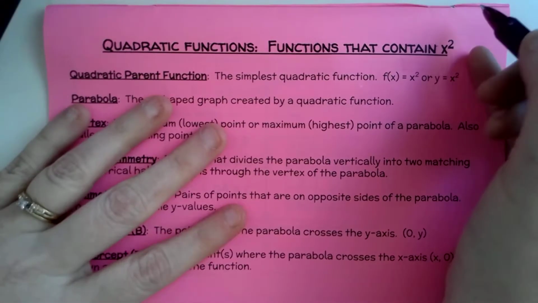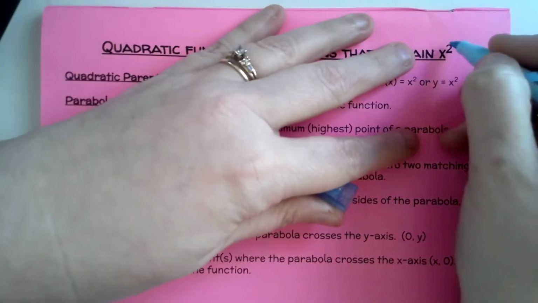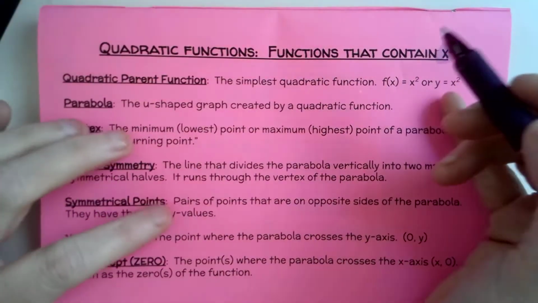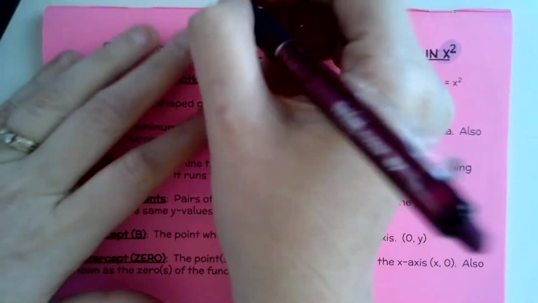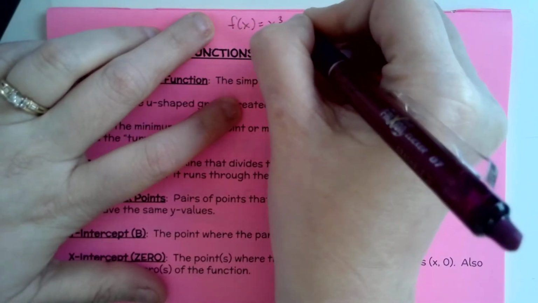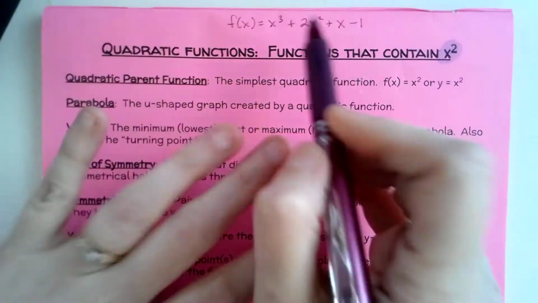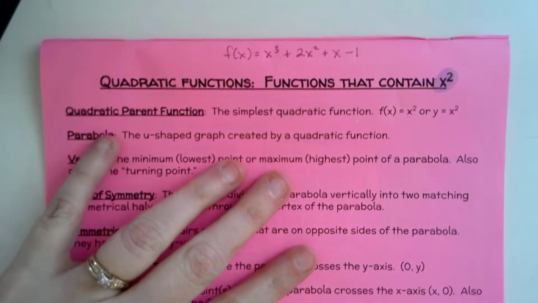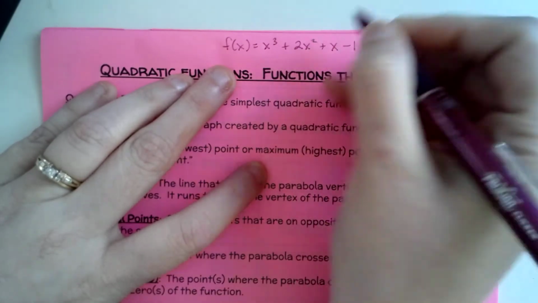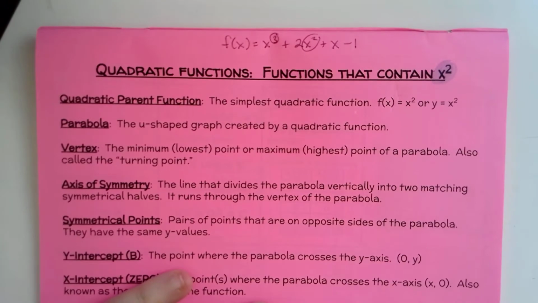So quadratic functions are functions that contain x squared. This is really important because it's going to have x squared. Now, it doesn't mean that it just has x squared in it, because this, for example, x to the third plus 2x squared plus x minus 1, this is not quadratic, okay? That is not quadratic, because even though it has a squared variable, it's not the highest exponent.